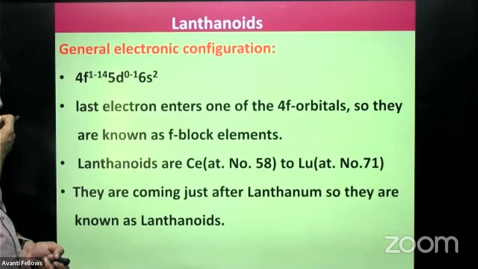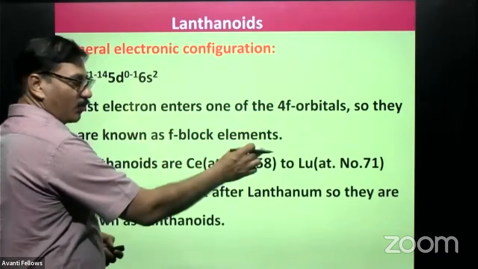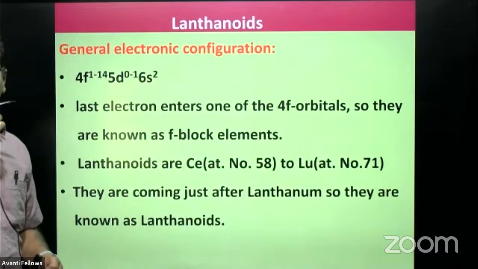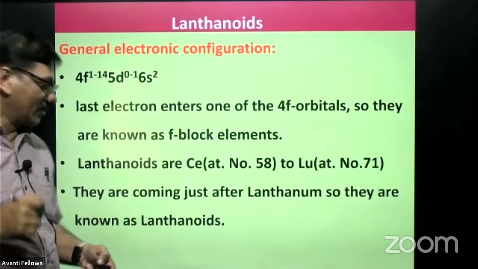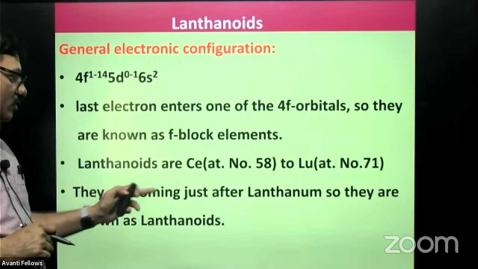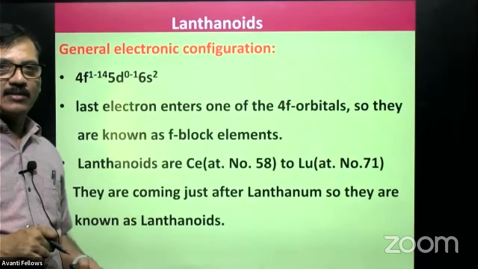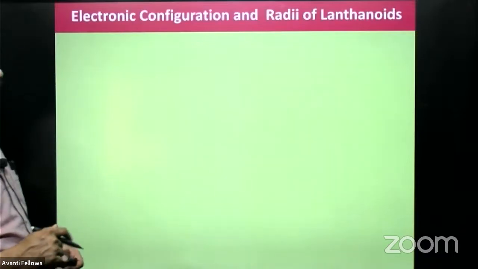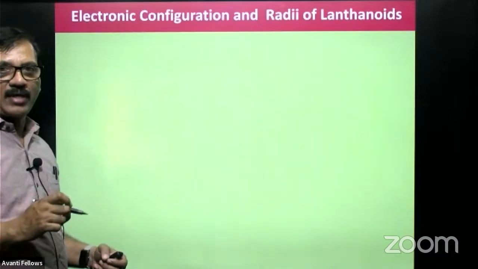Lanthanoids are from cerium, atomic number 58, to lutetium. Cerium to lutetium, 14 elements, are lanthanoids. But they come just after lanthanum, so they are called lanthanoids. Okay, fine. So how do we write the electronic configuration of them?